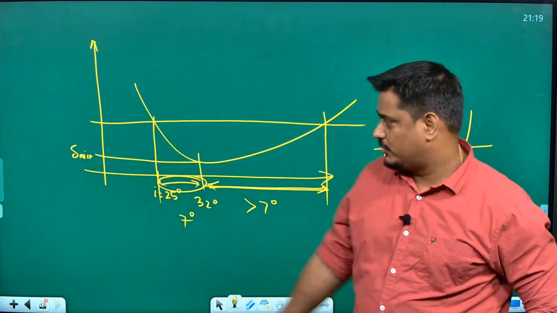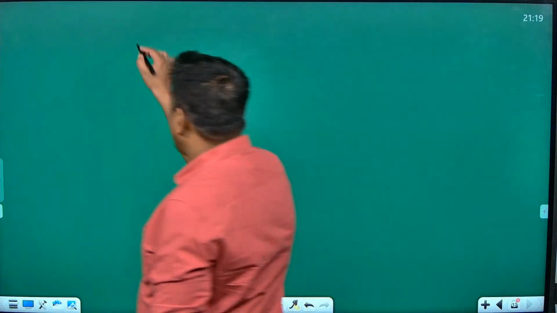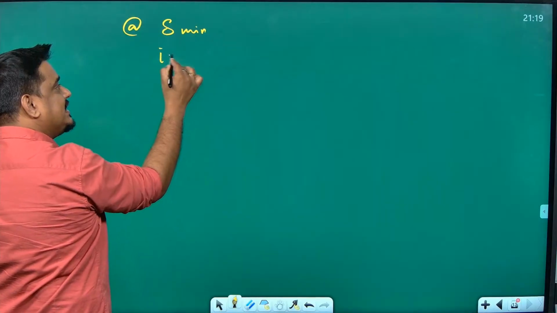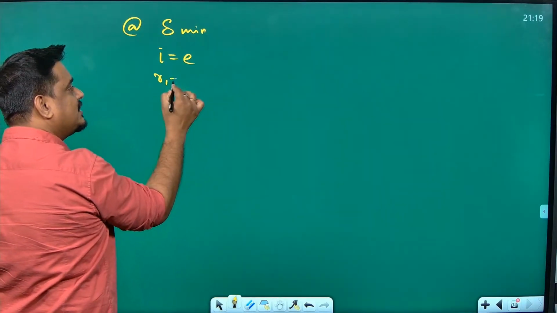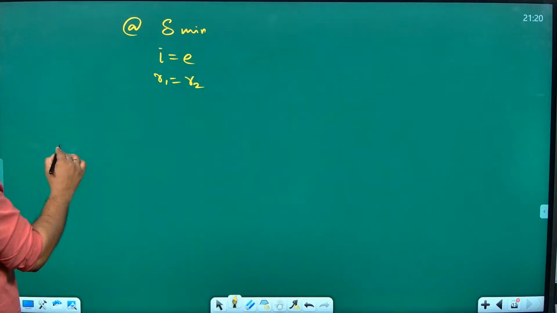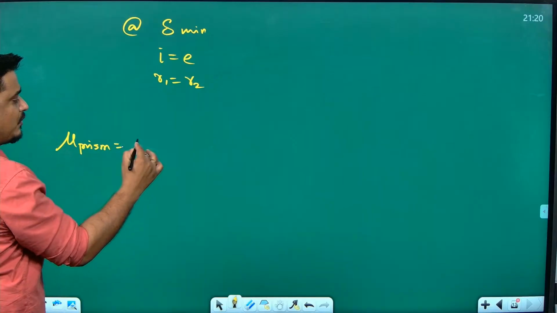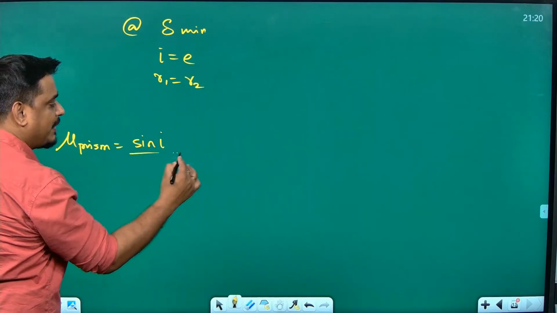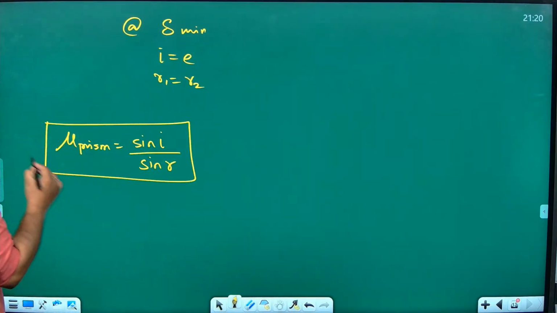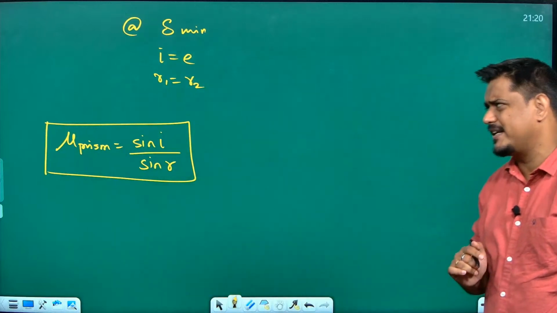Okay? So now we have come to know that at angle of minimum deviation, I is equal to E and R1 is equal to R2, isn't it? I want to find refractive index of prism. You know that refractive index formula is sin I by sin R, isn't it? This you know. I want to find R. How will I find it? Please pay attention, guys, please.